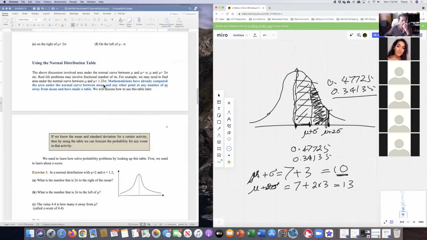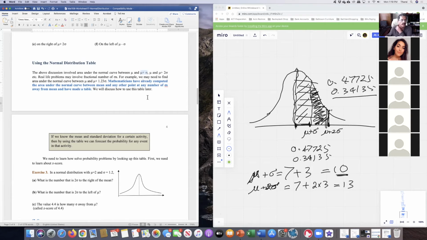Here is how the table works. If you want to find the area between mu and mu plus 1 sigma, the table is organized by the number of sigmas that you need to go over to the right to get to the number.